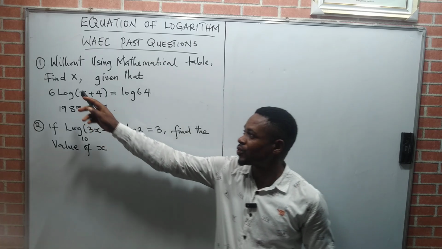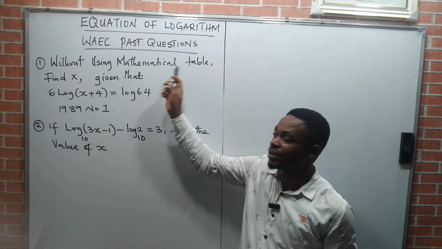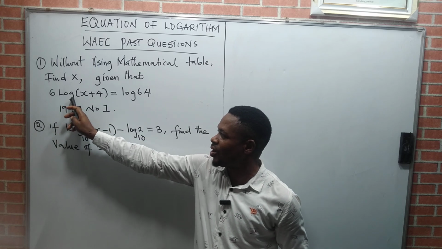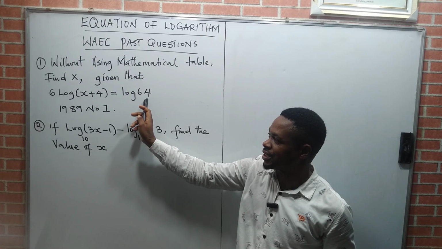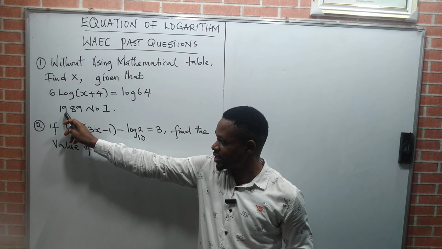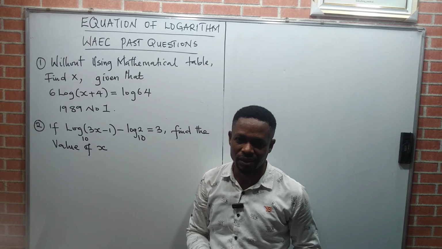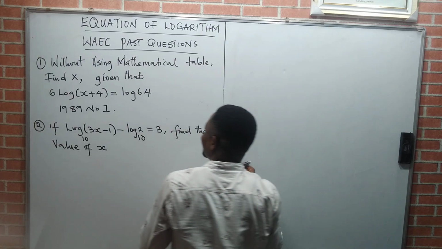Now, look up. The first question says, without using mathematical table, find x, given that 6 log of x plus 4 is equal to log 64. Now, this year is 1989. Question number 1. Can we solve it right away? Yeah, watch. Now, what is the question?